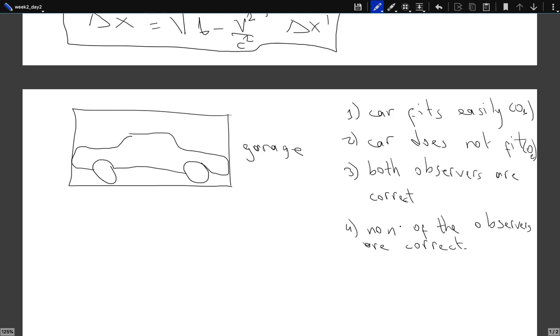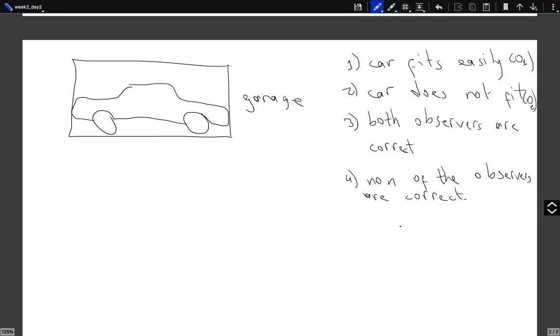Other questions? Well, let's look at time dilation.